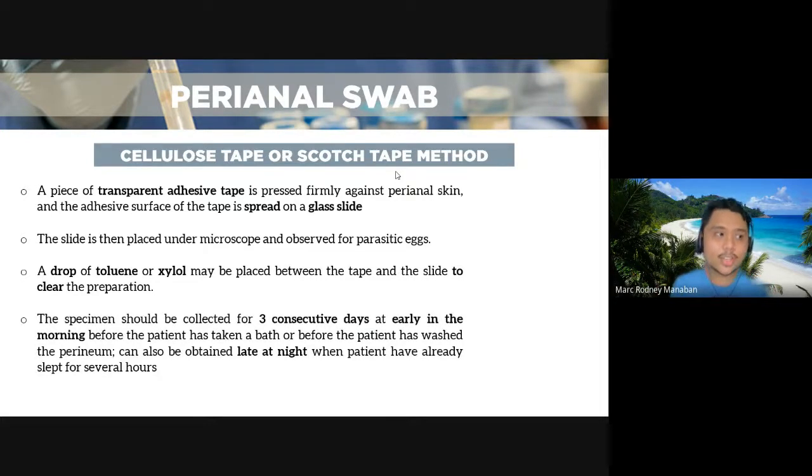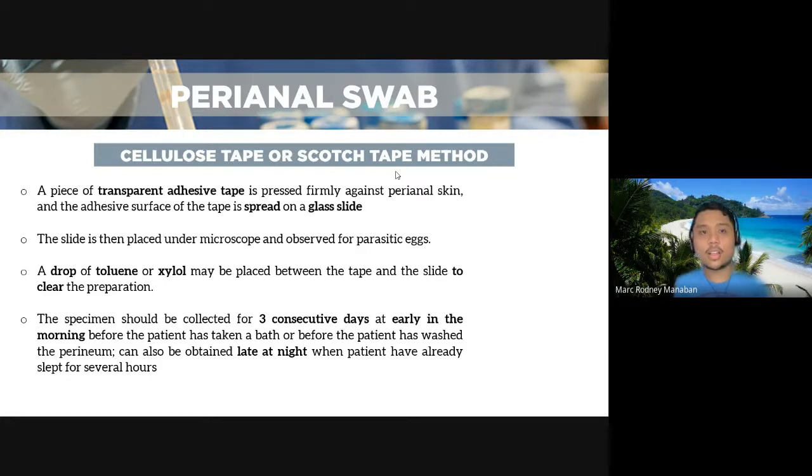Now for specimen collection, there is a specified time. It's either early in the morning, when the patient hasn't taken a bath yet or hasn't washed his perineum or perianal region, or late at night, when the patient has already slept for several hours.